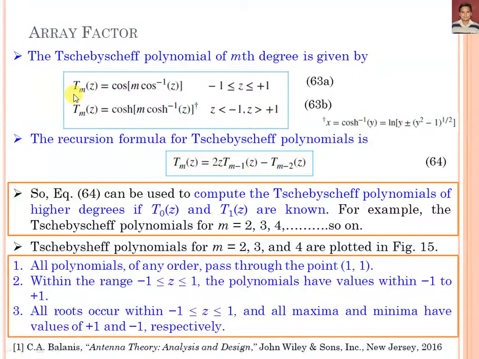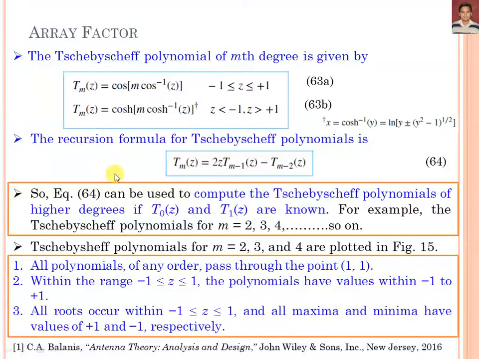and we can represent Tm of z for -1 to 1, and Tm of z for mode of z greater than 1, or we can say z less than -1 and z greater than +1. And here you can solve the inverse cosine hyperbolic function by using this identity, which is equal to ln of y plus or minus square root of y square minus 1, that is, to the power 1 by 2.